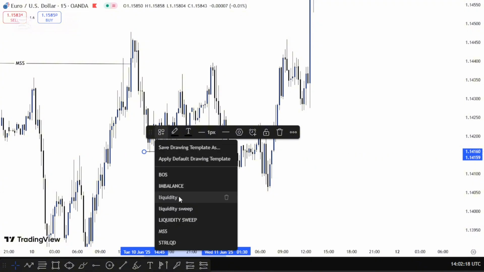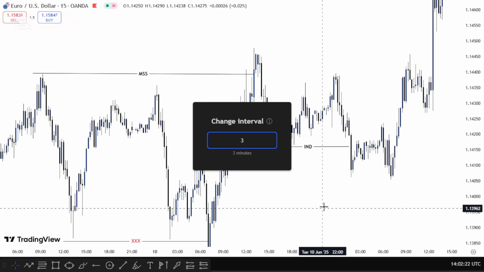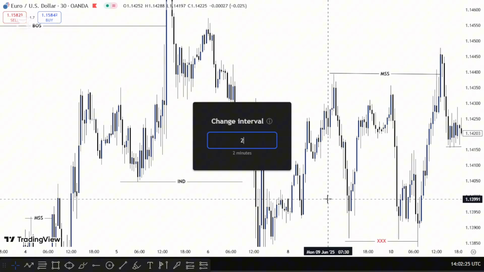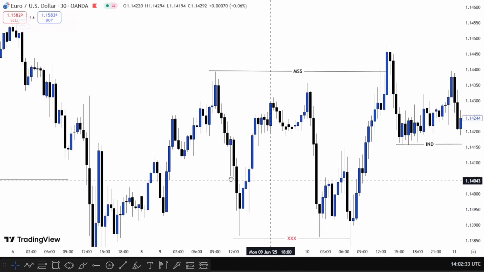Sometimes the smaller time frame doesn't make sense, so I prefer to stay on the higher time frame. Sorry, I prefer to stay on the higher time frame. So right here, let's wait for the market to load.